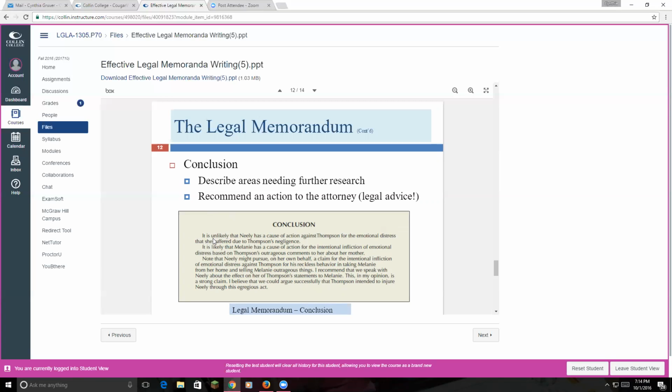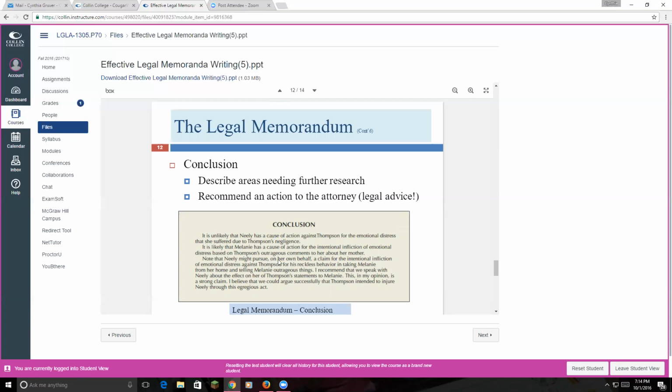Let's read it. It is unlikely that Neely has a cause of action against Thompson for the emotional distress that she suffered due to Thompson's negligence. It is likely that Melanie has a cause of action for the intentional infliction of emotional distress based upon Thompson's outrageous comments to her about her mother. So you can see this is the answer to question 1, and this is the answer to question 2. That's my guess as to why they formatted it this way, but still, I don't think it's a good practice.